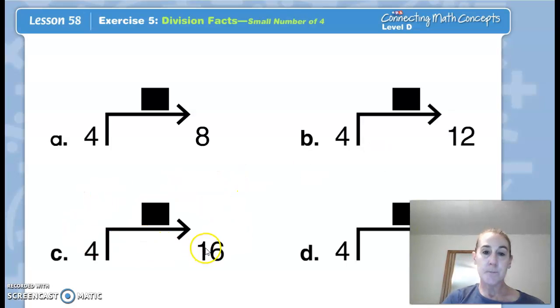Okay, let's look at letter C. 16 divided by 4 equals, or you could say 4 times something equals 16. And the answer would be 4. I would have to skip count by 4s 4 times to get to 16. And letter D, 20 divided by 4 equals, or 4 times something equals 20. And then I would count 4, 8, 12, 16, 20. I had to count 5 times. So 5 would be the answer.